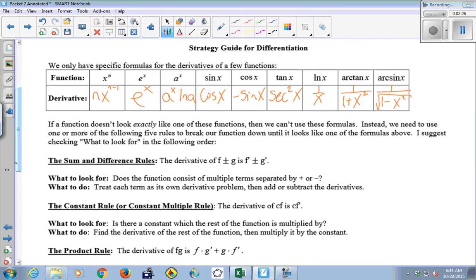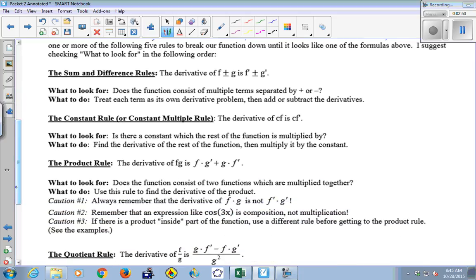If a function doesn't look exactly like one of those functions, if you're trying to differentiate not the sine of x but the sine of some other stuff, you're going to have to apply another rule in conjunction. Instead, we need to use 1 or more of the following 5 rules to break our function down until it looks exactly like one of the formulas above. So here's what to look for, in the following order.